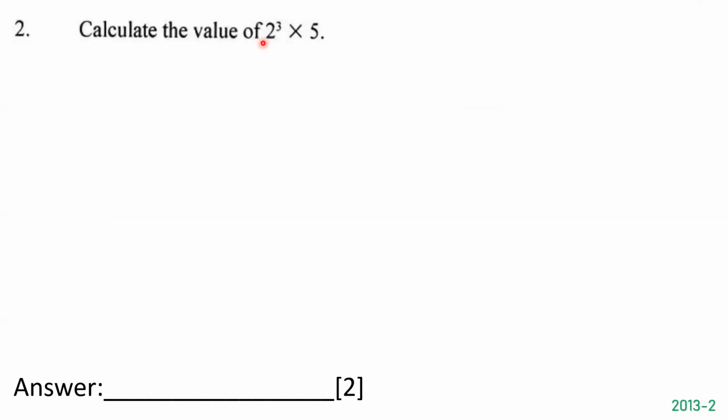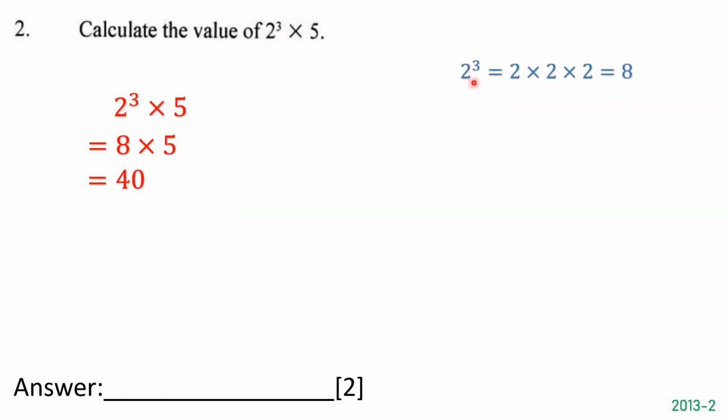It says calculate the value of 2 to the third power times 5. Well, 2 to the third power is definitely 2 times 2 times 2. So that's 2 three times. 2 times 2 is 4, times another 2, which is 8. So that's how we get 8 here.